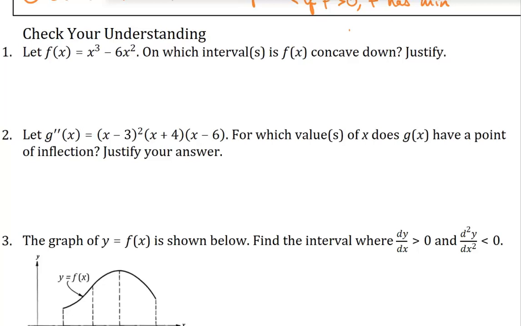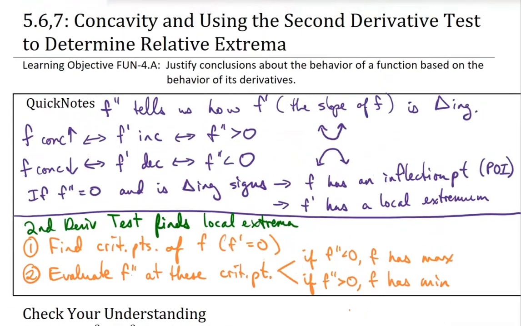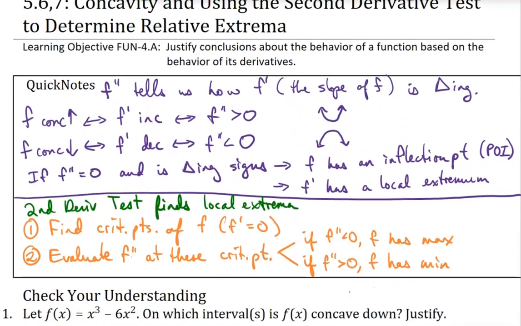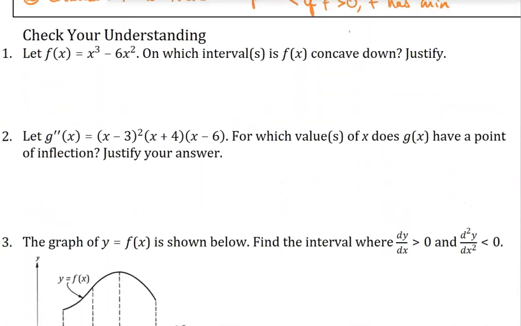Okay, these are the check your understanding problems for 5.6 and 7, which is about concavity and the second derivative test. All right, so for the first one, we're given a function and we want to know on which interval or intervals f is concave down, okay? So we know from our relationship that f is concave down when f double prime is negative.